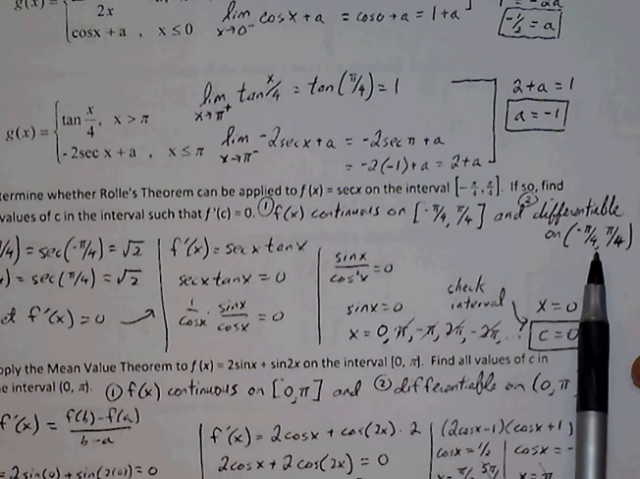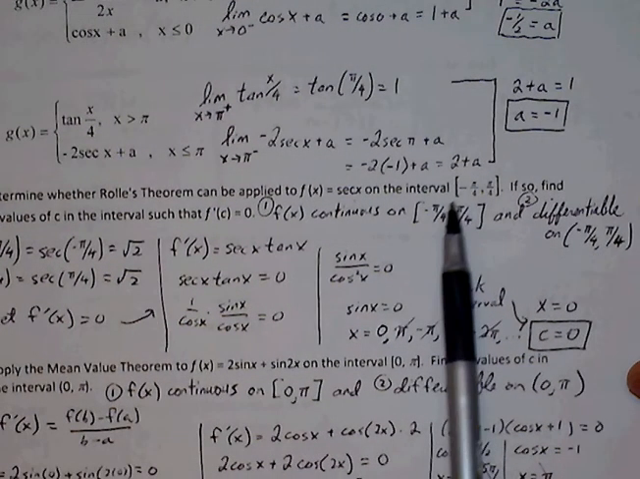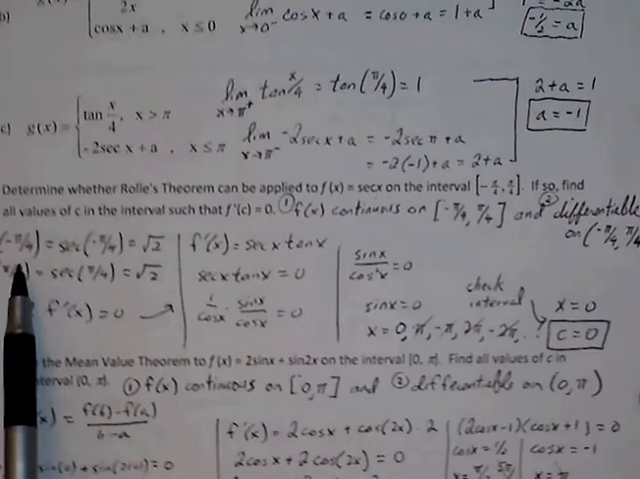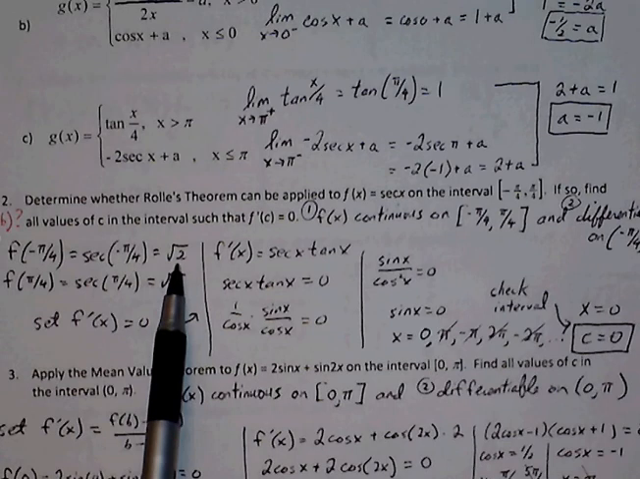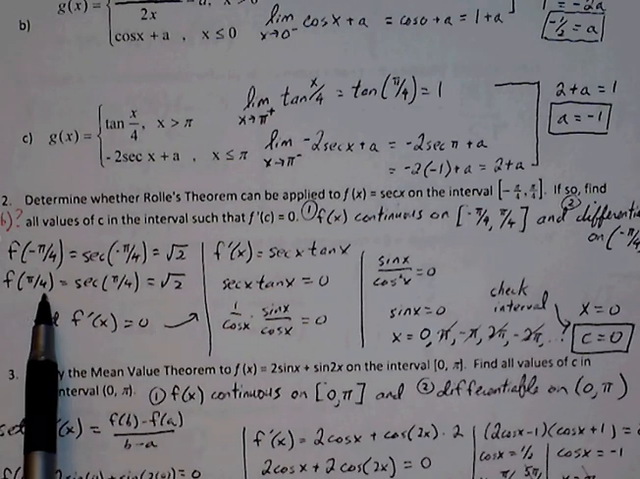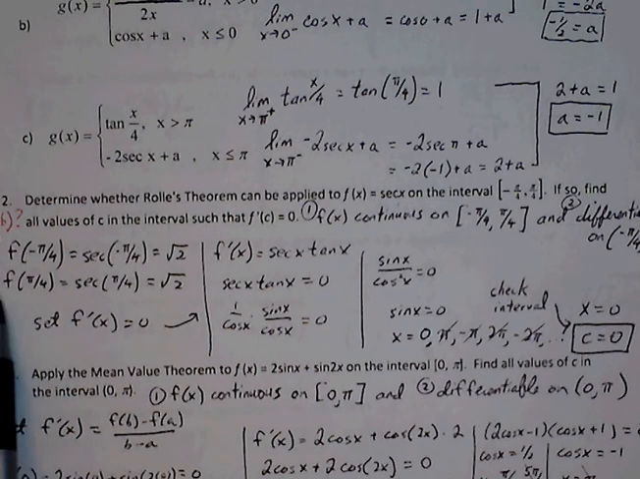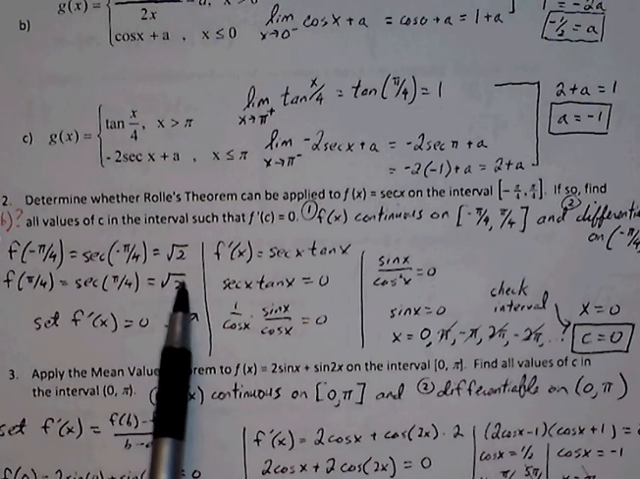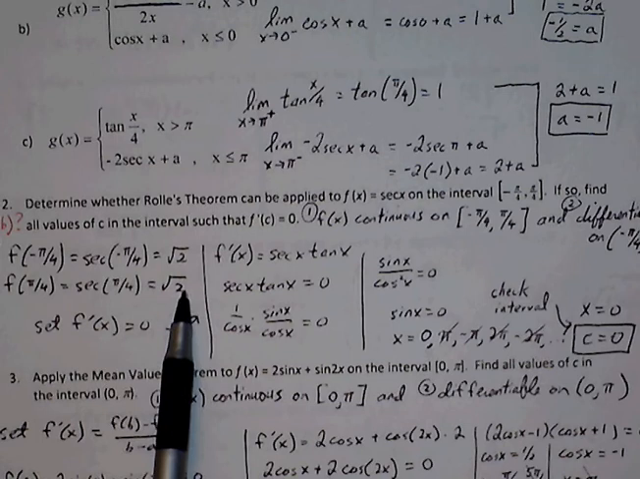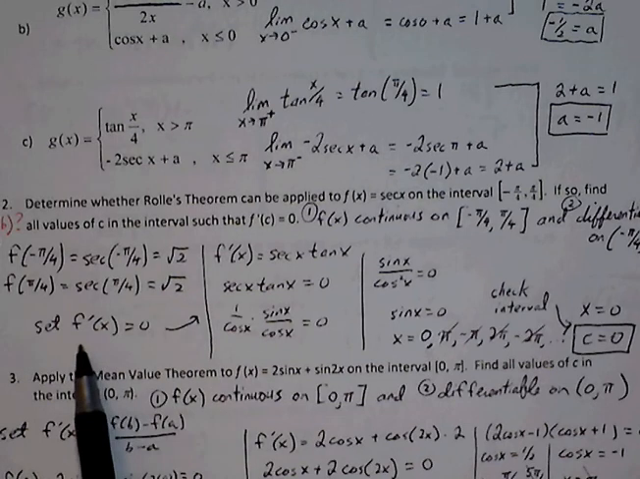So next step, we test the endpoints. Plug negative pi over 4 into our original function. Secant of negative pi over 4 is simply root 2. And then plug the other endpoint, pi over 4, into secant of pi over 4, and that's also root 2. So our endpoints do equal each other. So all three conditions pass, we can move on with Rolle's theorem.